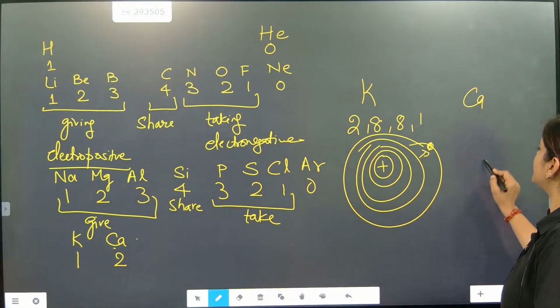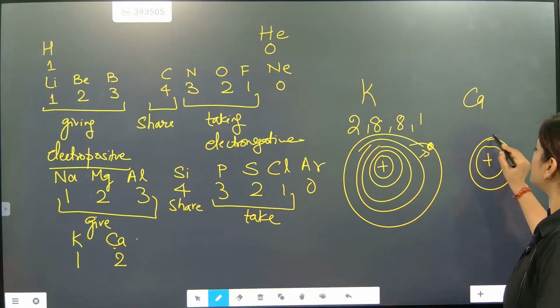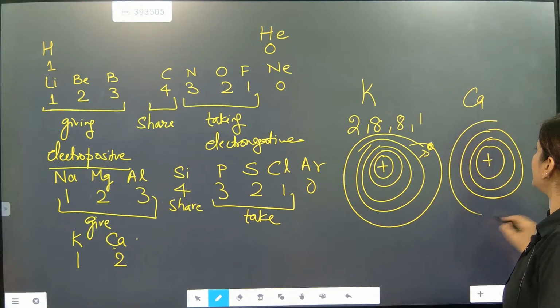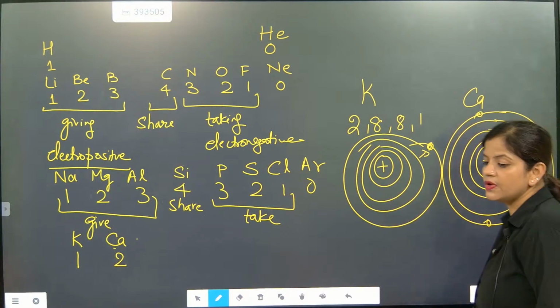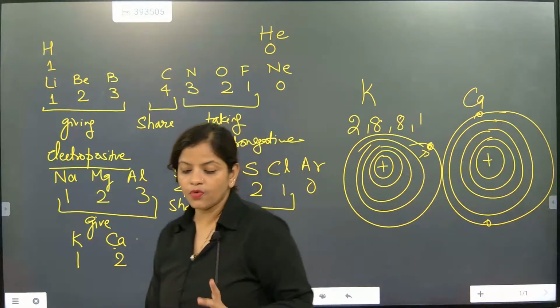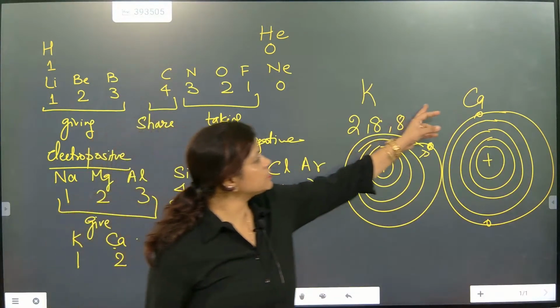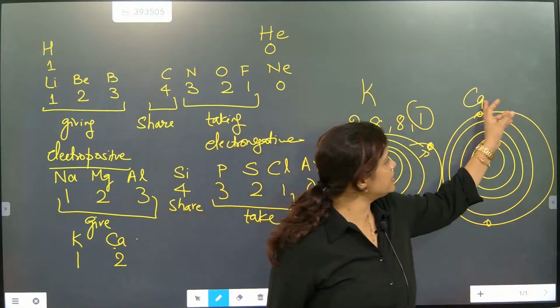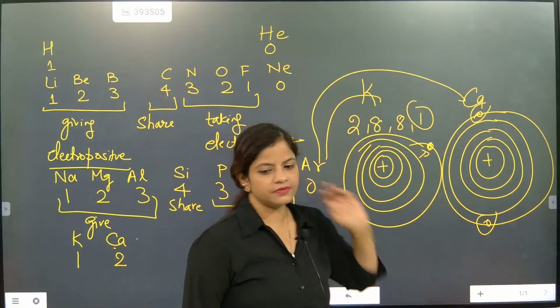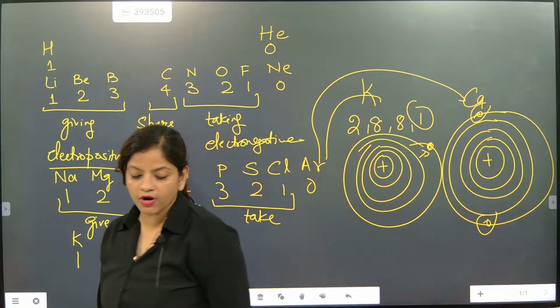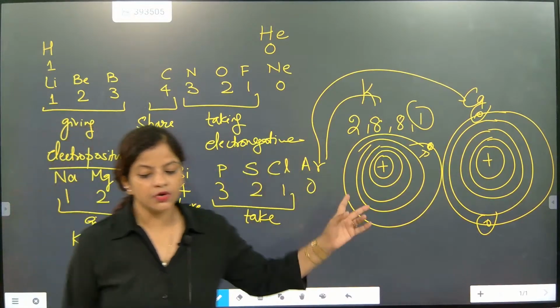And then calcium will become 2, 8, 8, 2. So in the outermost orbit, how many electrons will be there? 2 electrons. So what will they do? They will release this 1 electron and these 2 electrons to become like whom? Argon. Understood? So who is the role model for them? Argon is the role model for them.